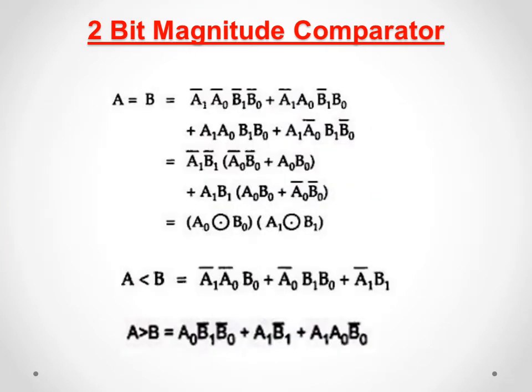Here we simplify the A equal to B expression using Boolean algebra. Finally we get the expression for A equal to B as A0 exclusive NOR B0 and A1 exclusive NOR B1. The remaining A less than B and A greater than B expressions are as they are.